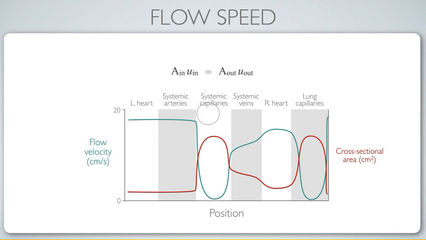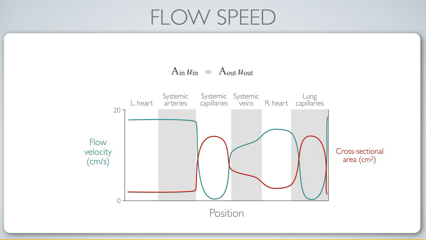Now, the veins also have a lower cross-sectional area than the total in the capillaries. And as a consequence, you get a speeding up of the flow. That continues into the right heart, where again, you've got a decrease in cross-sectional area and increase in speed. And then in the capillaries, you have a repeat again in the lungs, where there's an increase in the total cross-sectional area, a decrease in the flow speed. Exactly where you want it for exchange.